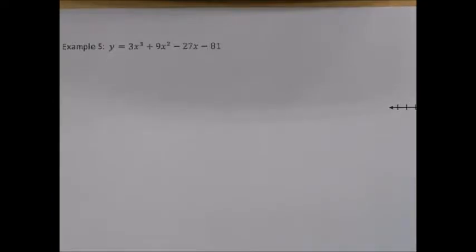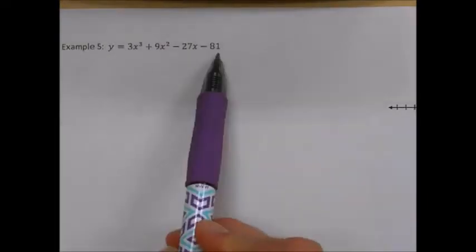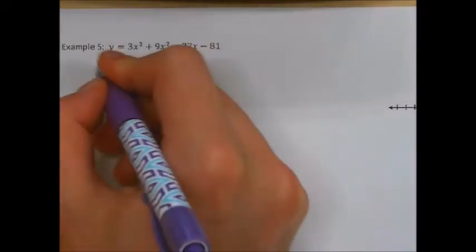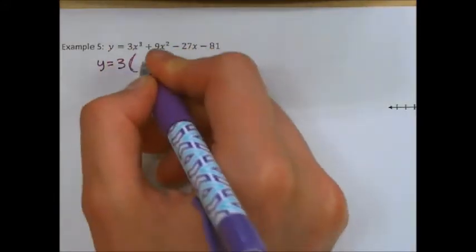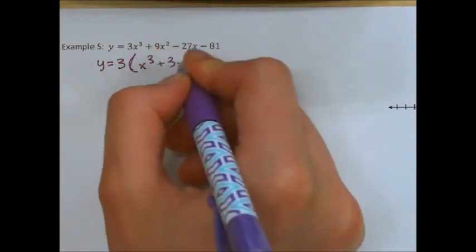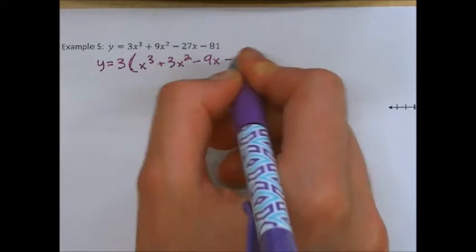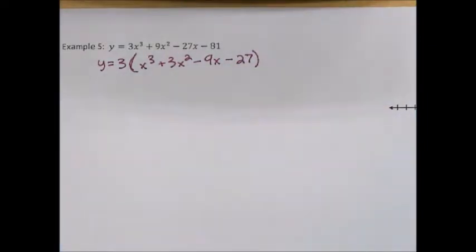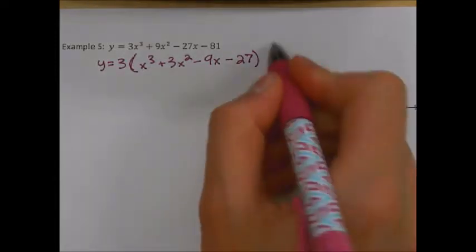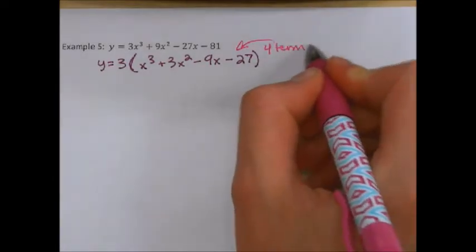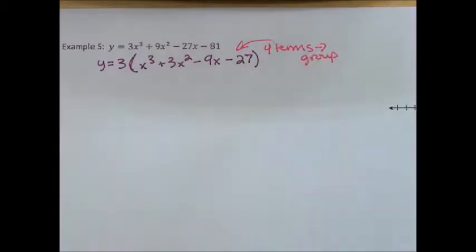Let's do 2 more examples with the grouping. We're going to factor and then sketch. First thing we always look for, overall GCF. I notice all of these numbers are divisible by 3. Now, for terms, so we're going to group.